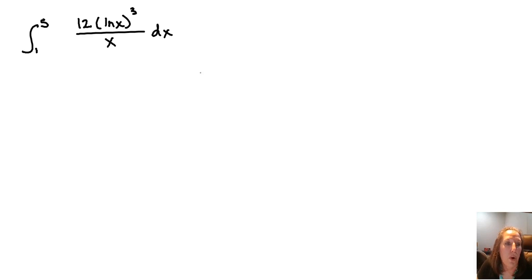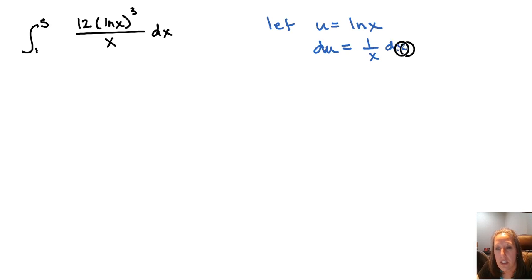All right, we've got one more example here. Here we have the integral from 1 to 5 of the function 12 times the quantity of natural log of x cubed all over x. So this one, if you follow the strategies for substitution, we are going to let u substitute in for that natural log of x. And the derivative of the natural log is 1 over x times dx.